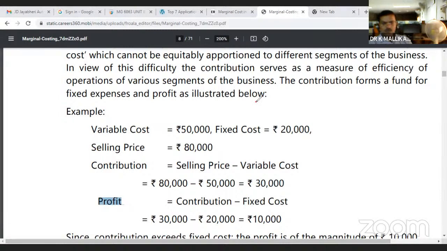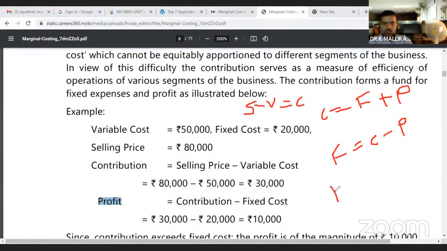So in simple formula, S - V = C, contribution. Contribution is equal to F + P, fixed cost plus profit. This is the formula we can apply here. And sometimes you want to calculate fixed cost: fixed cost is equal to contribution minus profit. If you want to calculate the profit, profit is equal to contribution minus fixed cost. So this formula we can apply in this problem here.